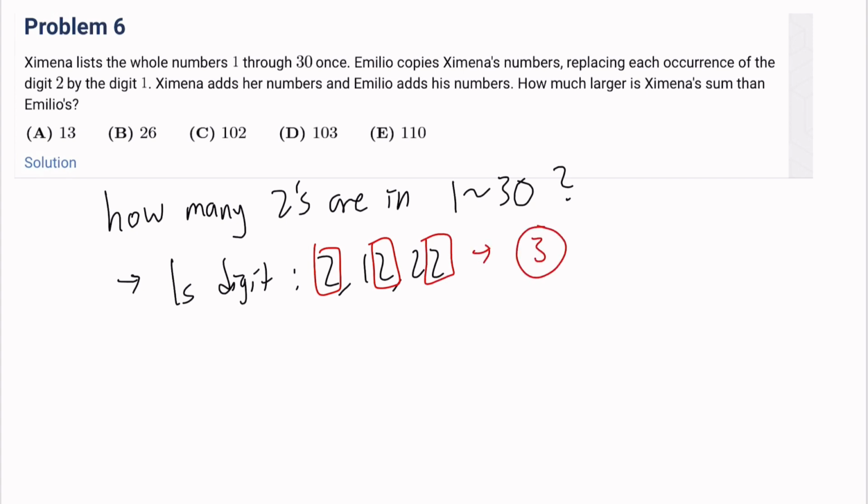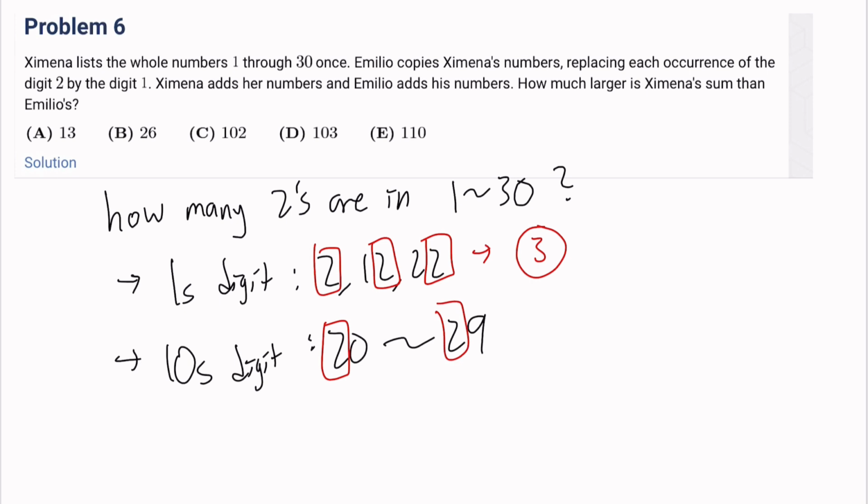And for the tens digit, we have everything from 20 all the way up to 29, right? And this time we are counting only the tens digit. So even in 22, we are only counting one of them. And besides, we counted the first digit already. So we get 10 values out of this, right?